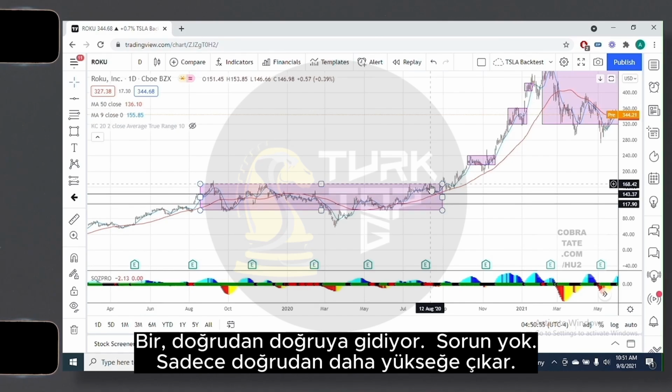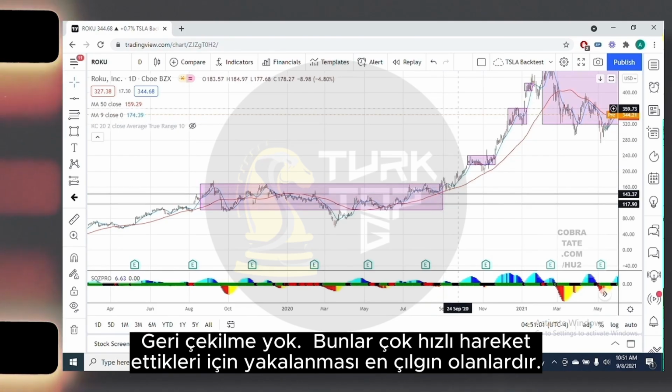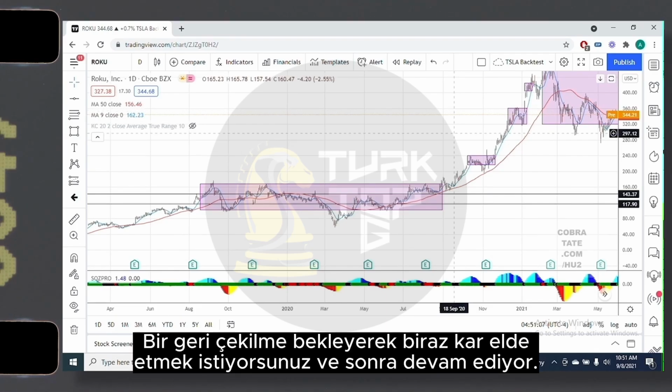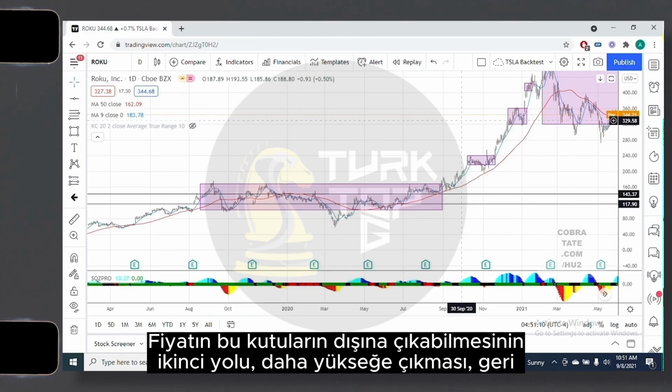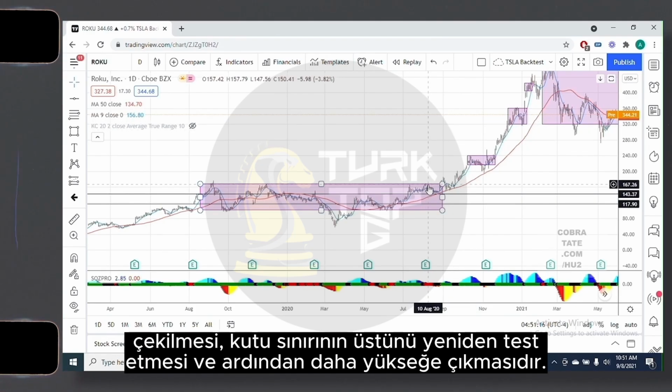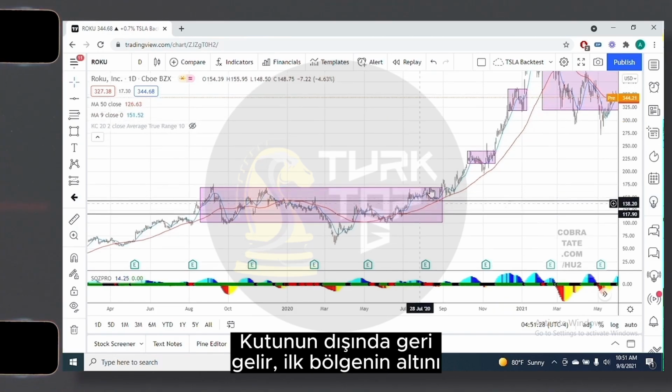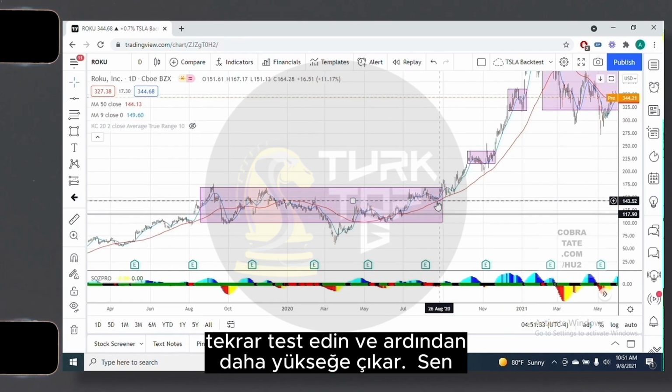One, it just directly goes, right? No issues. It just directly goes higher, no pullback. Those are the craziest ones to catch because they move so fast. You want to pick up some profits expecting a pullback and then just keep going. The second way the price can move out of these boxes is it will go higher, pull back, retest the top of the box boundary, and then go higher. And the third way would be the price goes higher out of the box, comes back, retests the bottom of the first zone, and then it goes higher.